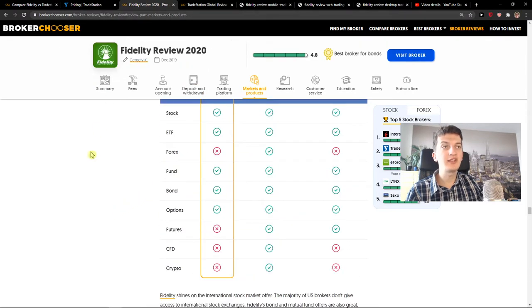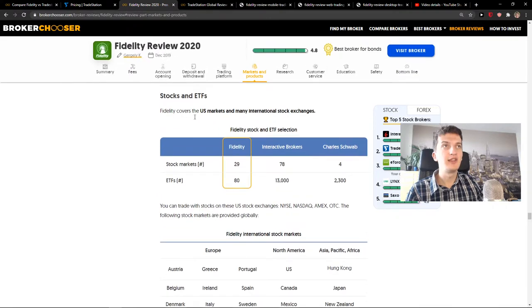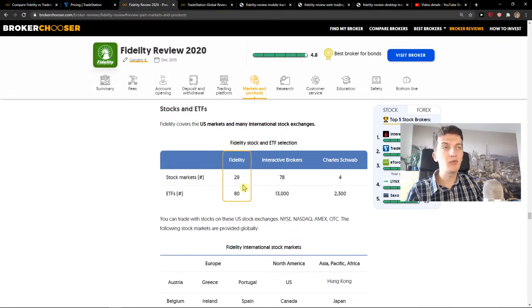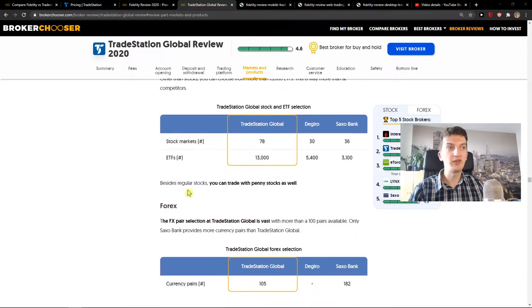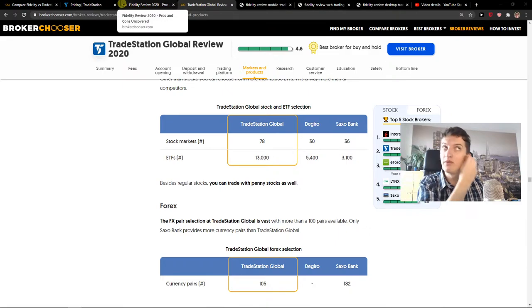And if you look at the ETFs here, if you scroll down, it's stocks and ETFs, you can see stock markets and ETFs 80, and stock markets on TradeStation 78, and ETFs 13,000. So if you'd like to access new markets, new ETFs from all over the world that you are interested in, that you actually can't find on Fidelity, I would recommend choosing TradeStation. So that's also really important to know.